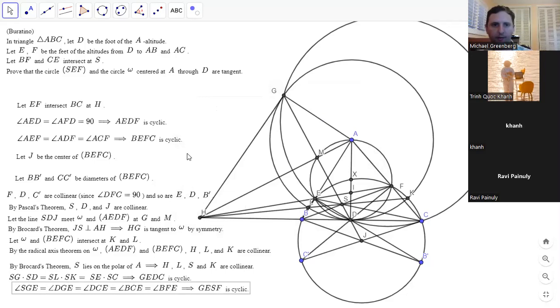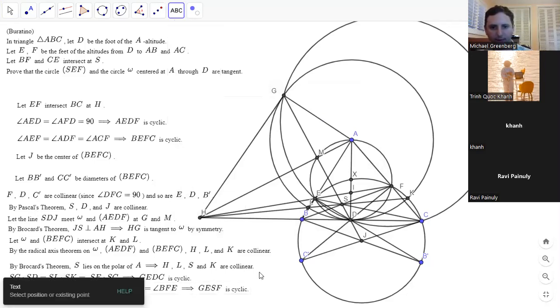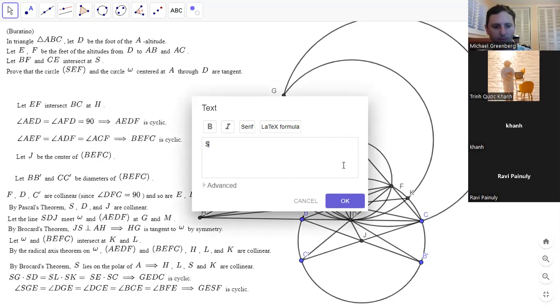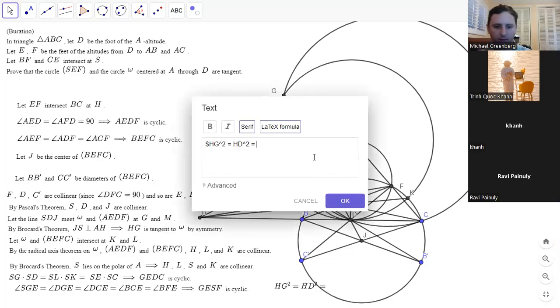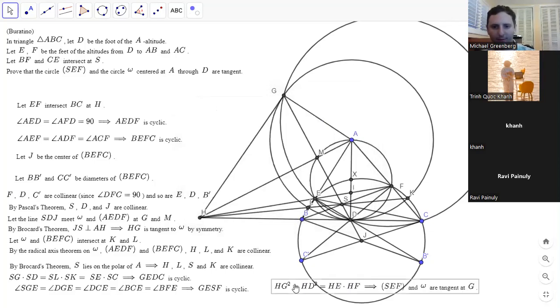And then it's obvious that those are tangent because HG squared is equal to HD squared, which is equal to HE times HF. This is like power of a point so many times. And that implies SEF and omega are tangent at G. All right, so that is the last line of this one.